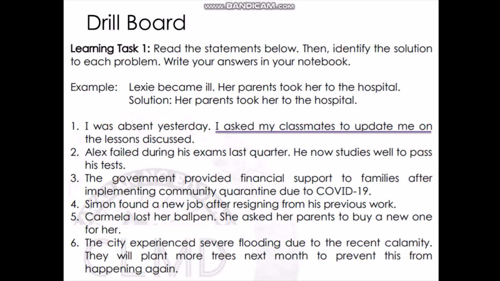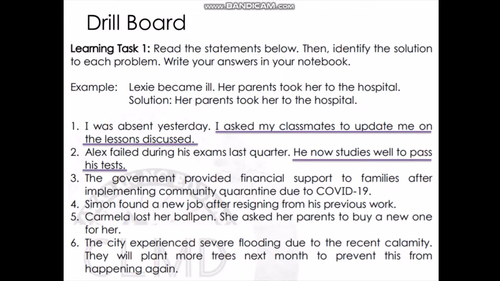Number 2, okay, erase your answers. Number 2, Alex failed during his exam last quarter. He now studies well to pass his test. So, based on number 2, what is the solution? Time's up, boards up. The correct answer would be, he now studies well to pass his test. So, if that is your answer, good job.